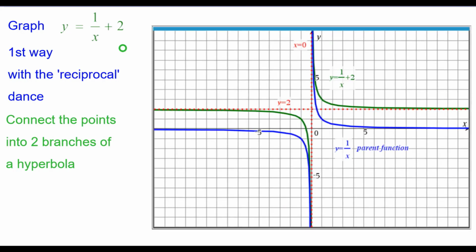And then I'd like to compare that to the parent function. And notice that from the blue graph to the green graph, you go up 2 to there. You go up 2 from that point, and you also go up 2 from that point. In fact, any point.